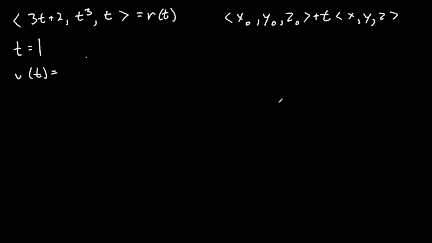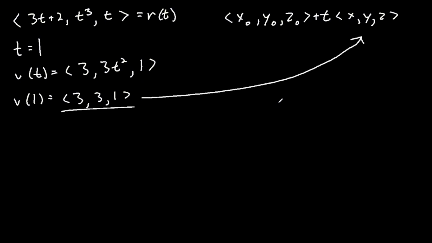So the velocity is r prime, derivative of r, so we find the derivative of all the components of here. The derivative of this is 3t squared, and 1. Now that we have that, we can actually plug in 1 for t, and then we get 3, 3, and 1. This is the vector that is parallel to the tangent line at t equals 1. So we're going to use this vector, we're going to put it into here.